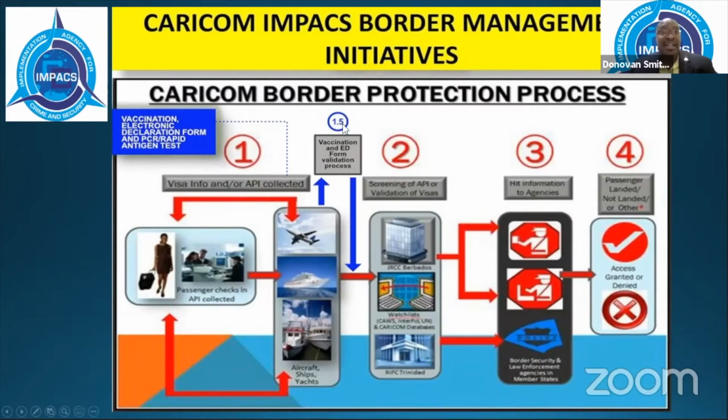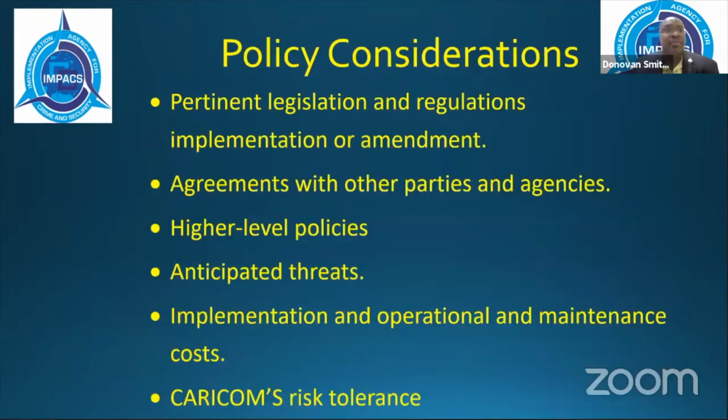Once it's validated that he is either vaccinated or has a valid negative PCR test, then we do the full screening into the solution, because we want to maintain border security. That's the solution we would like to offer, which can come into place once all the relevant parties are in agreement. Okay. From there, we want to look at policies. So you're going to make it more robust in some cases. You have to look at the pertinent legislation and regulations, then agreements with other parties and agencies, higher level parties, policies, and anticipated threats for sure.